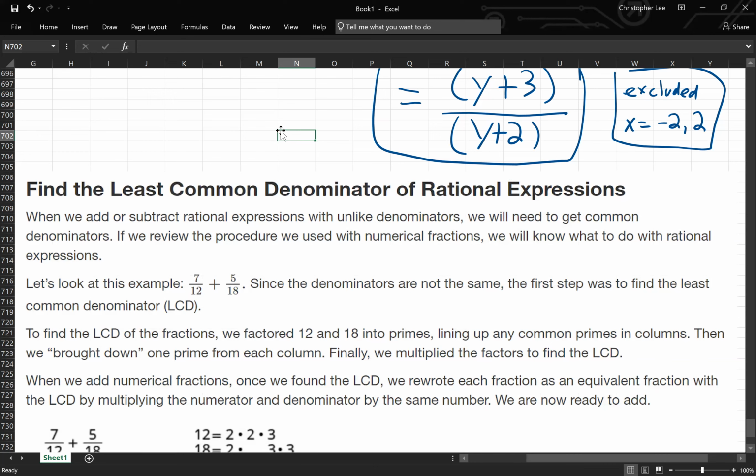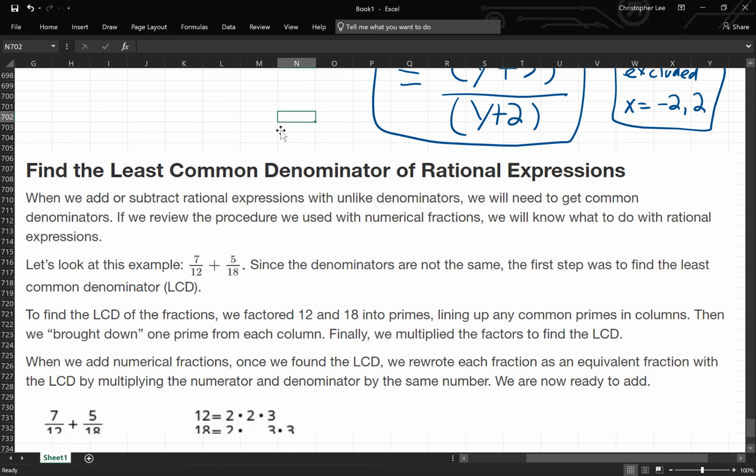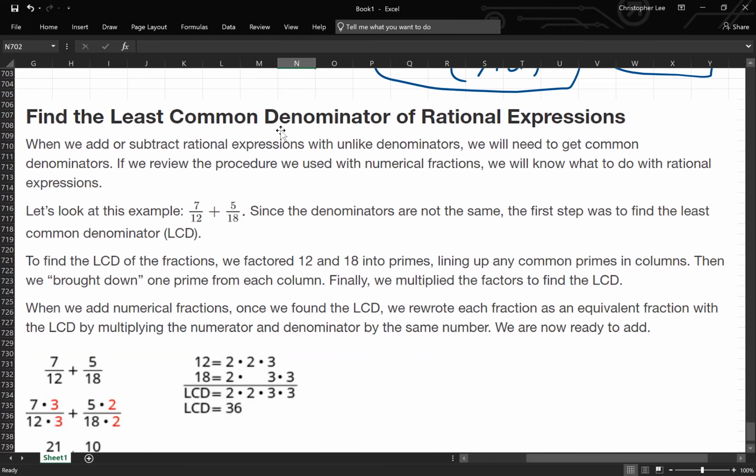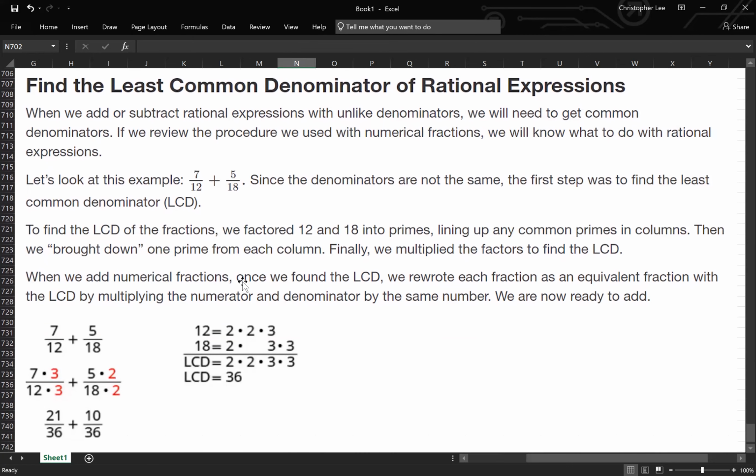Since the denominators are not the same, the first step was to find the least common denominator, LCD. To find the LCD of the fraction, we factored the 12 and the 18 into primes, lining up any common primes in columns. Then we brought down one prime from each column. Finally, we multiplied the factors to find the LCD, right? So when we add numerical fractions, once we found the LCD, we rewrote each fraction as an equivalent fraction with the LCD by multiplying the numerator and denominator by the same number. We are now ready to add, right?